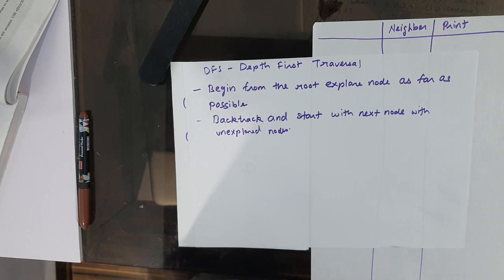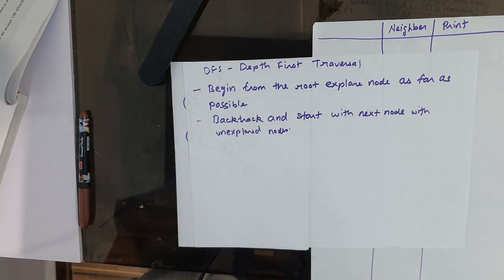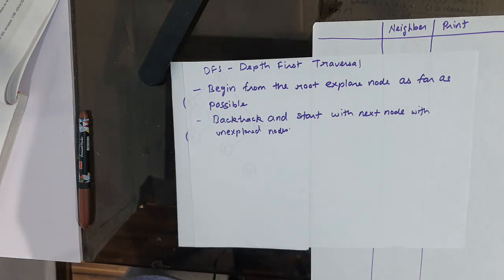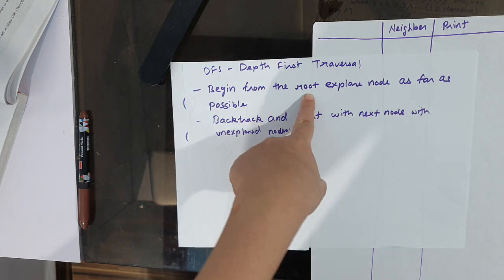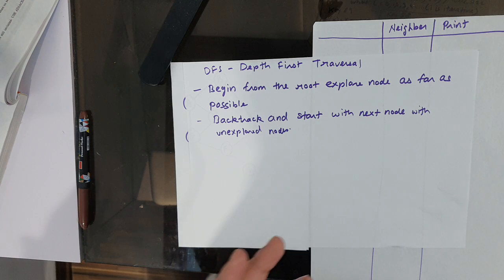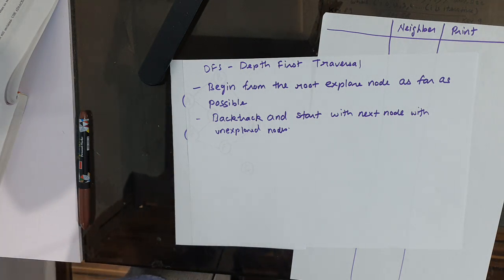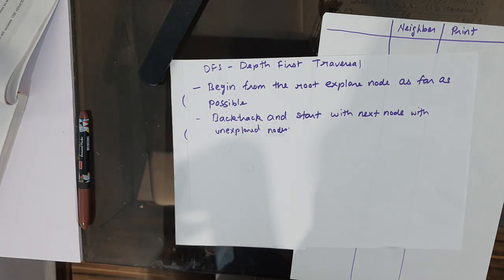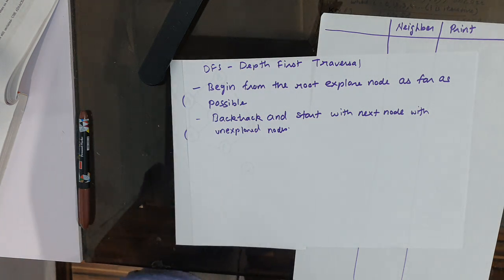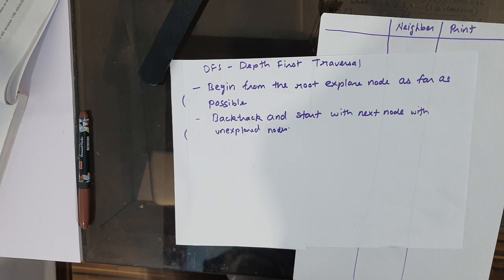The next graph traversal on the list is DFS, that stands for depth first traversal or depth first search basically. And in this we are going to begin with the root as usual, but explore as far as possible. Means from the root we will go to another node which the root is connected to, and from that node we will go to another node. We won't be exploring all the neighbors of a particular node at the same point of time.